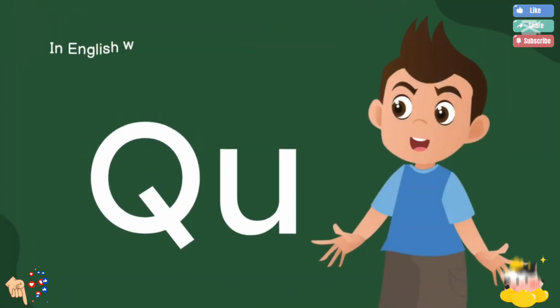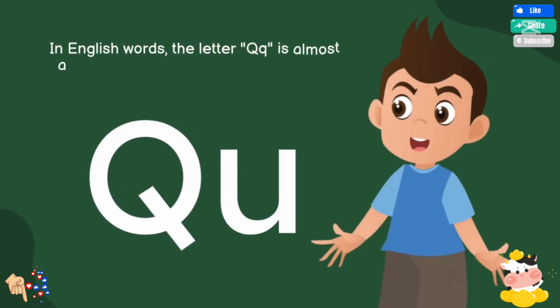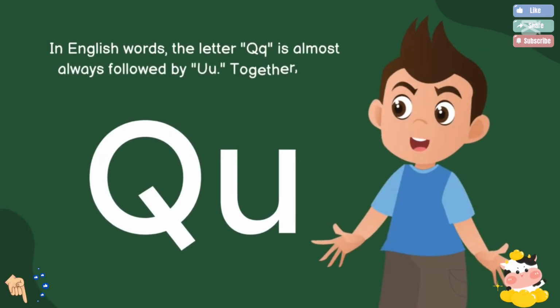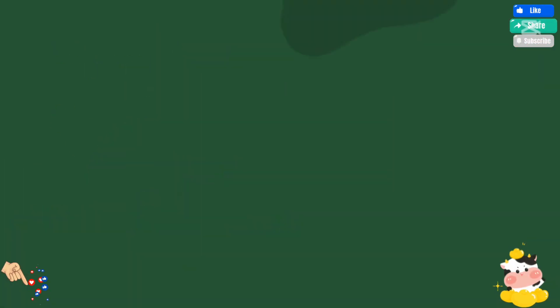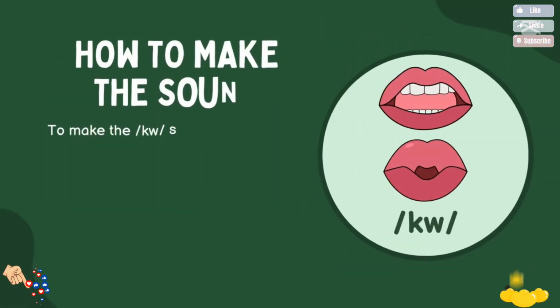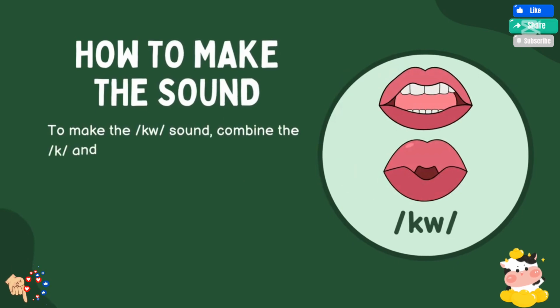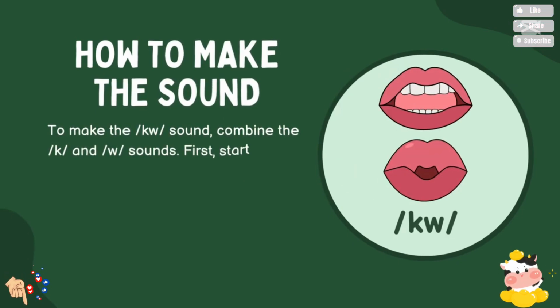In English words, the letter Q is almost always followed by U. Together, QU represents the KW sound. How to make the sound. To make the KW sound, combine the K and W sounds.